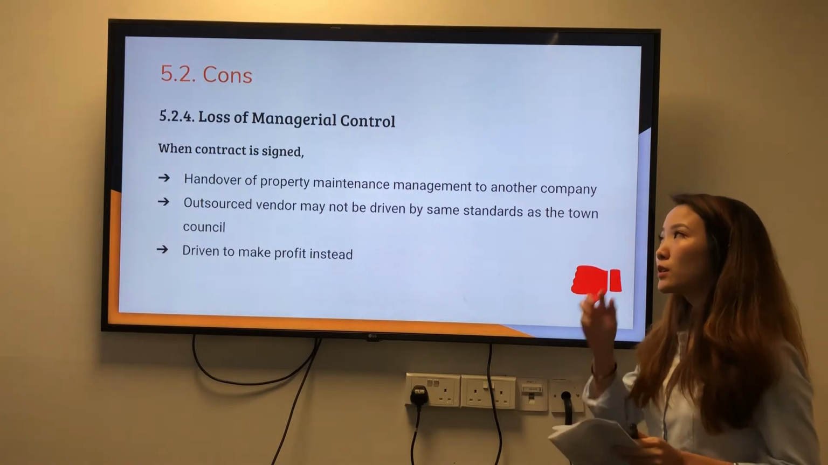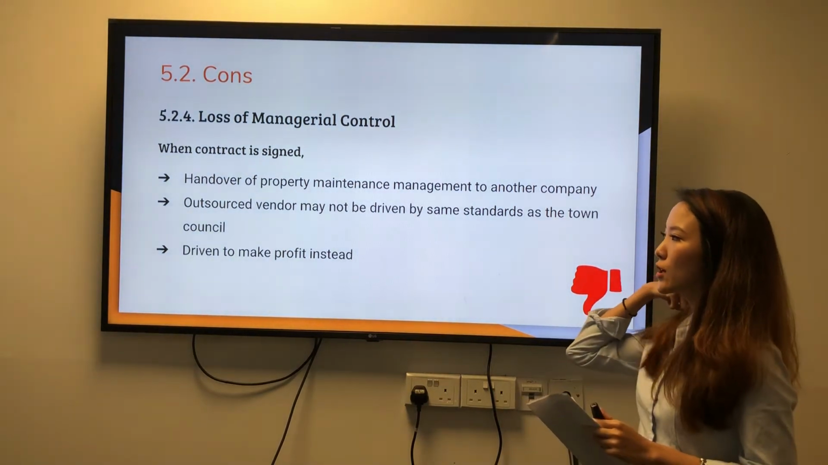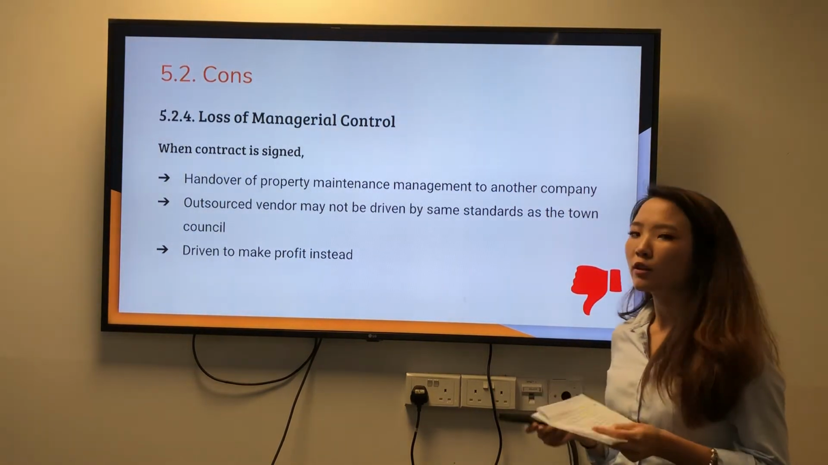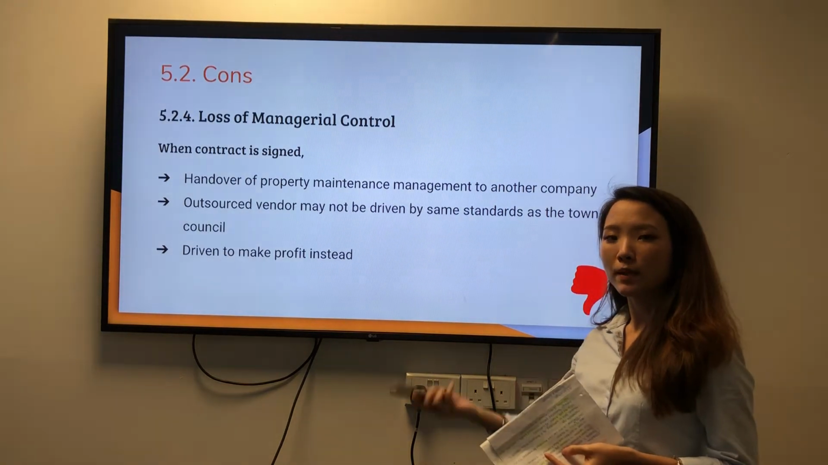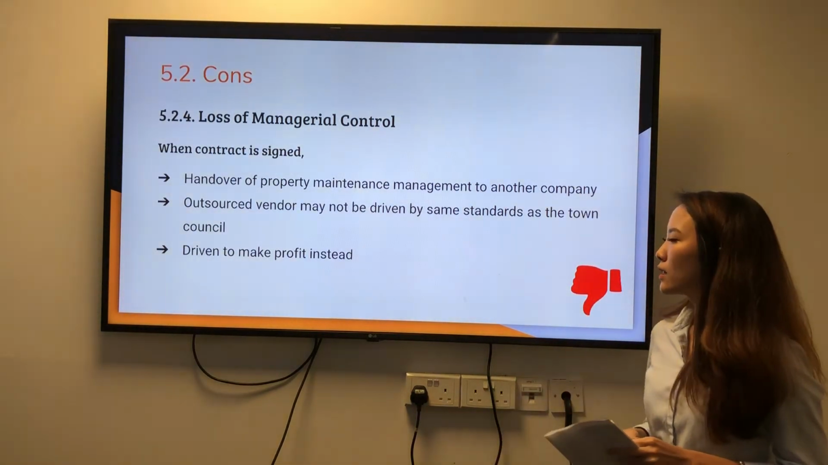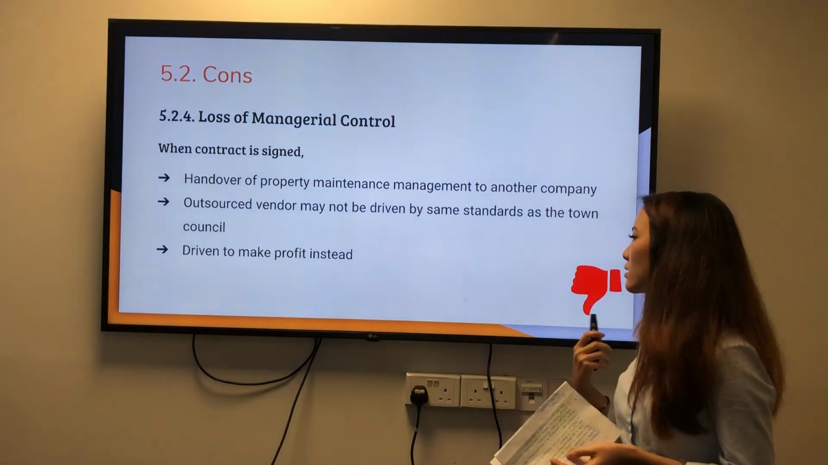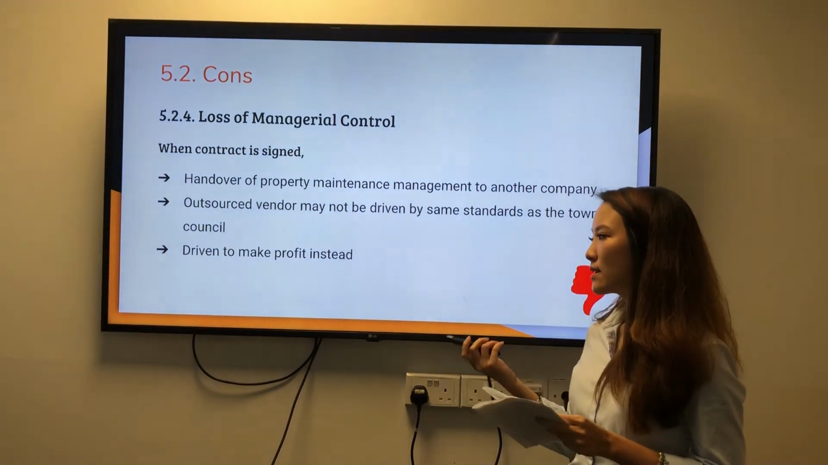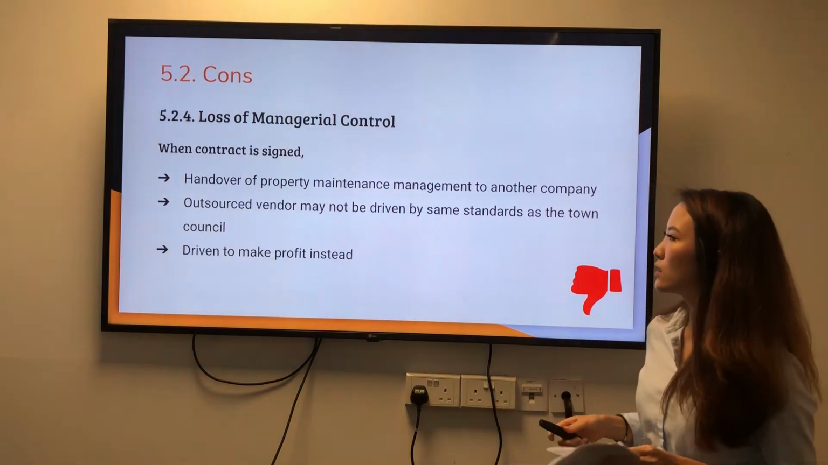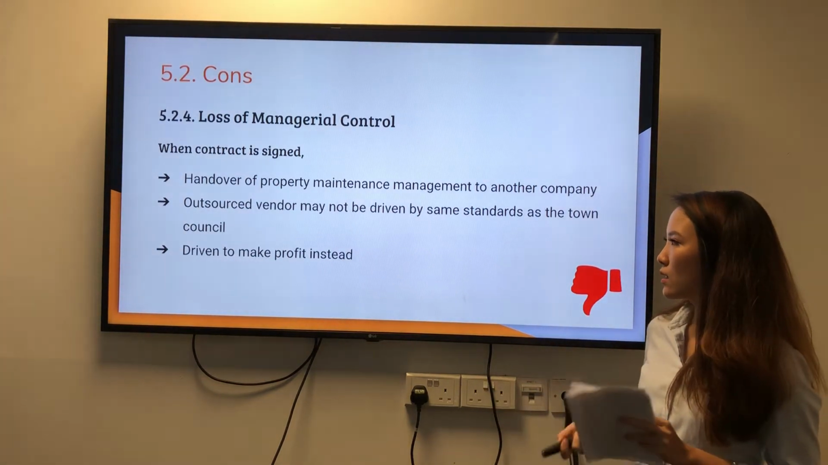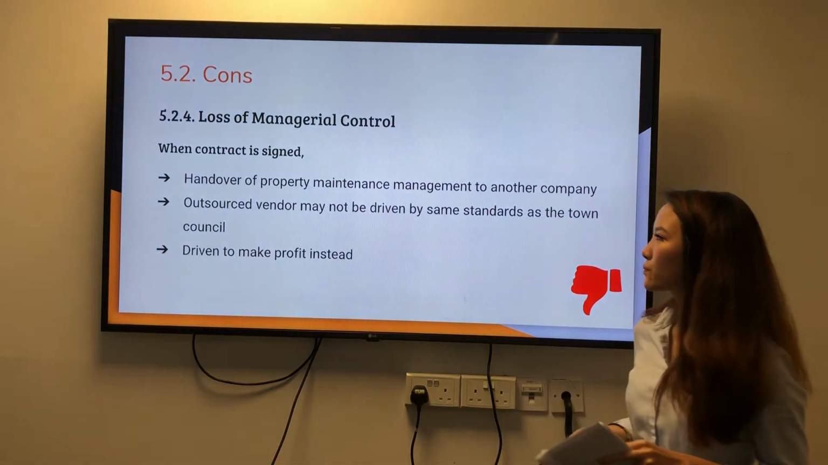Next would be the loss of managerial control. When a contract is signed, it is a handover of property maintenance works to a third-party vendor. And the outsourced vendor may not be driven by the same standards or passion as the town council, because instead they are driven to make profit. So in this case, there might be substandard quality.